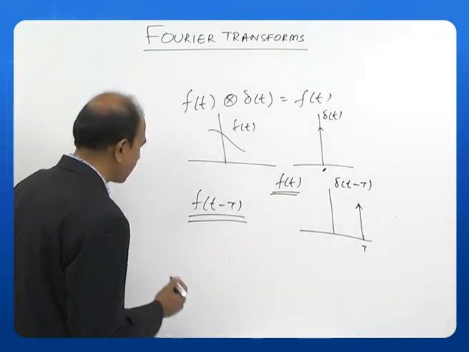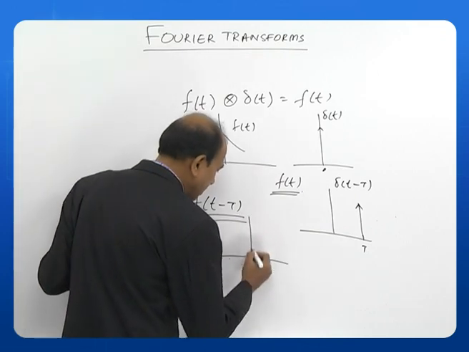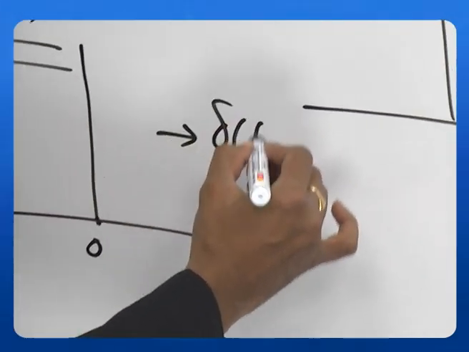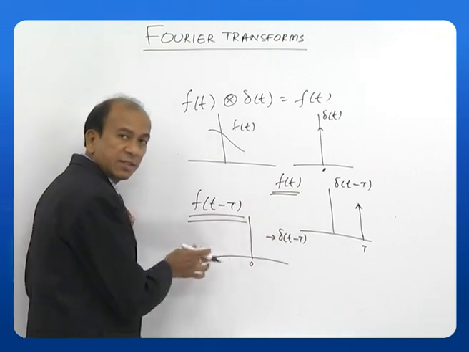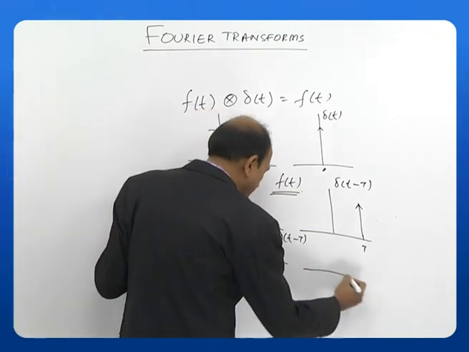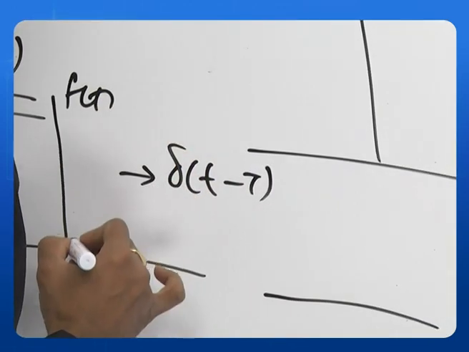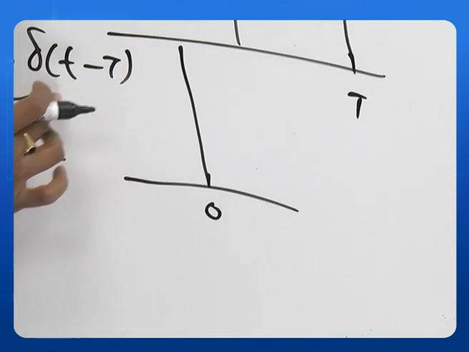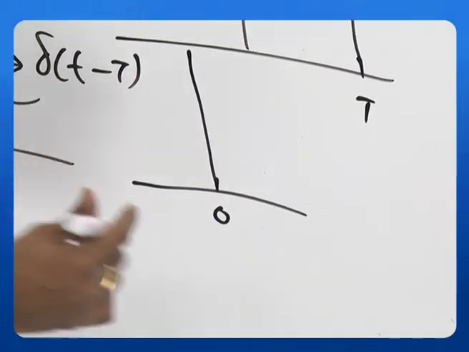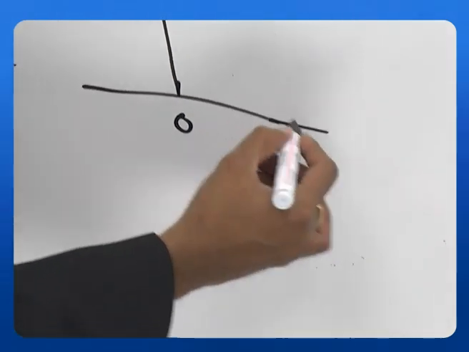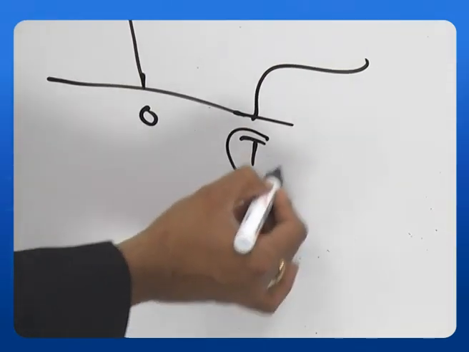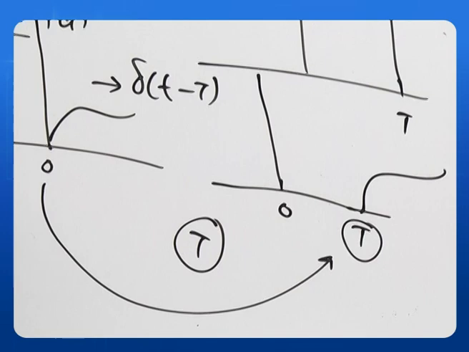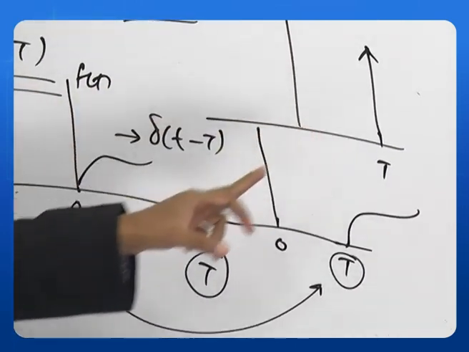So, if you see this, let us say a function is existing at 0. When this is passing through a function which is delta of t minus T, that is, when this is convolved with delta of t minus T, I will get an output. The function now was at 0, and when it is convolved with the delta of t minus T function, the whole function is shifted to another value, let us say this. So, if you look at this, there is a delay between these two, which is equal to T, where the delta function exists.